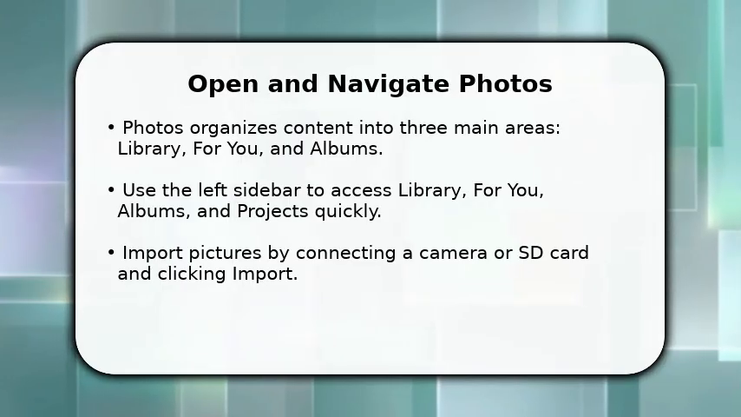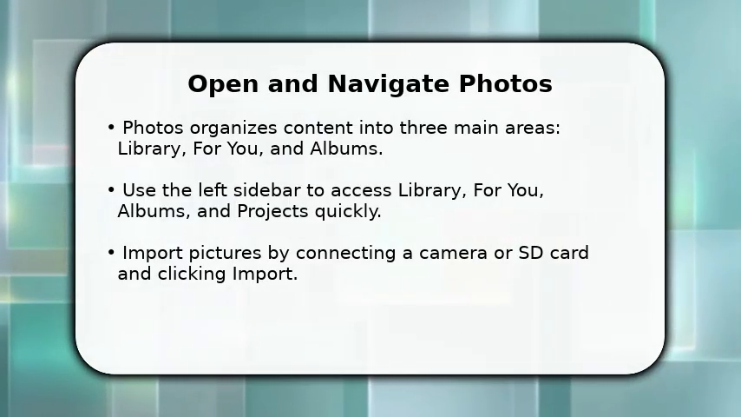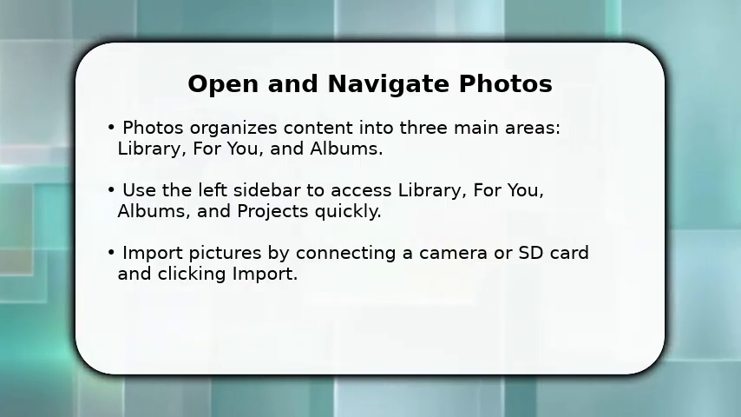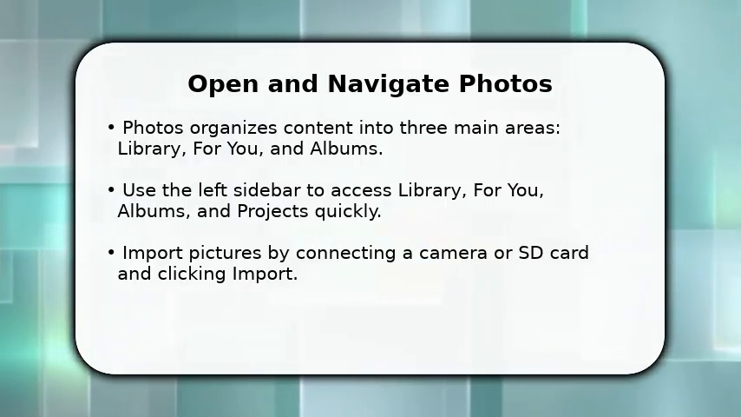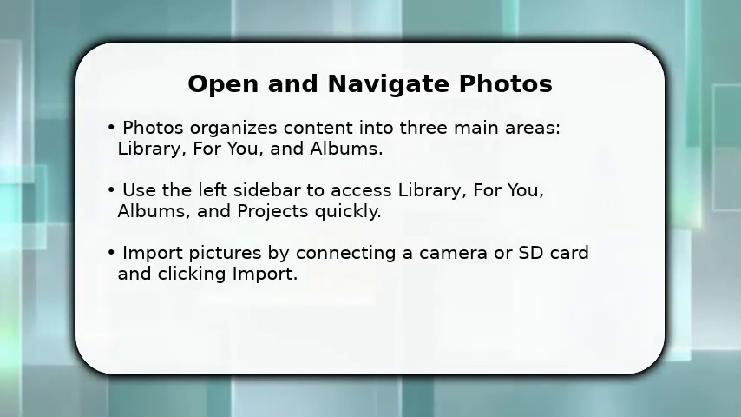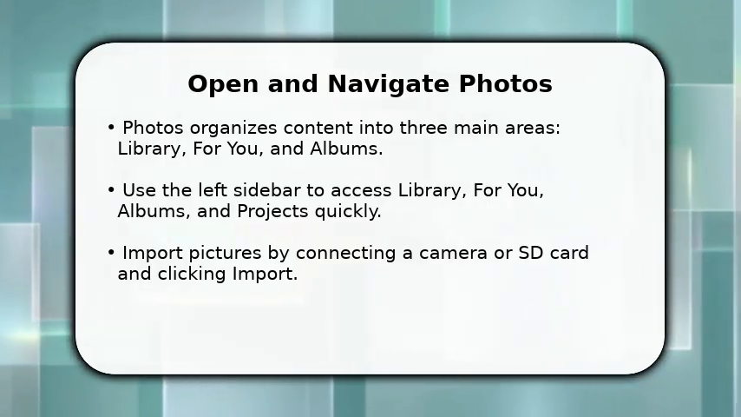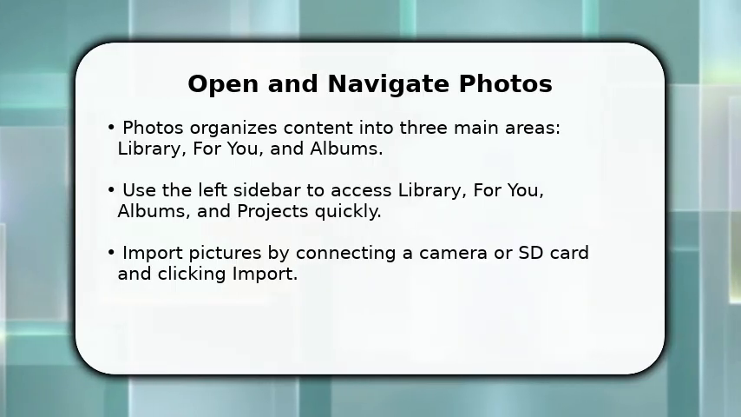Open Photos from the Dock or Applications folder and wait for it to load. The app organizes content into three main areas called Library, For You, and Albums. Use the left sidebar to access those areas and view sidebar items like media types and people. Search any image by typing in the search bar at the top and press Return to see results.